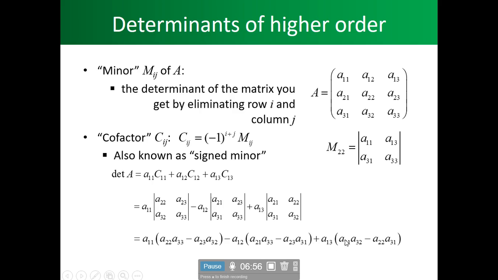The same thing with number 3. We have A13, and we're going to look at this area here. So we're going to multiply A21 times A32 and minus A22 times A31.